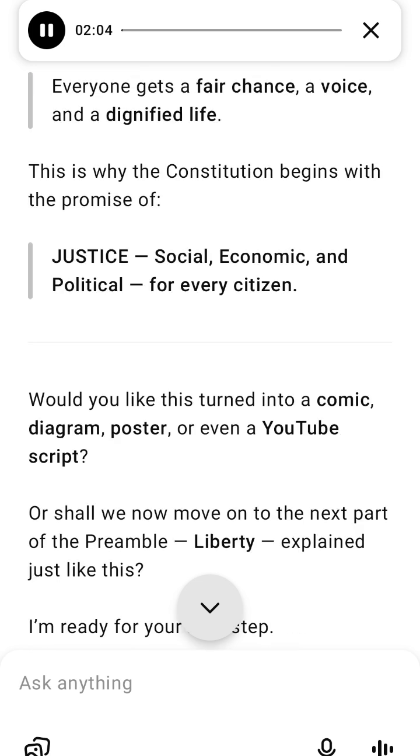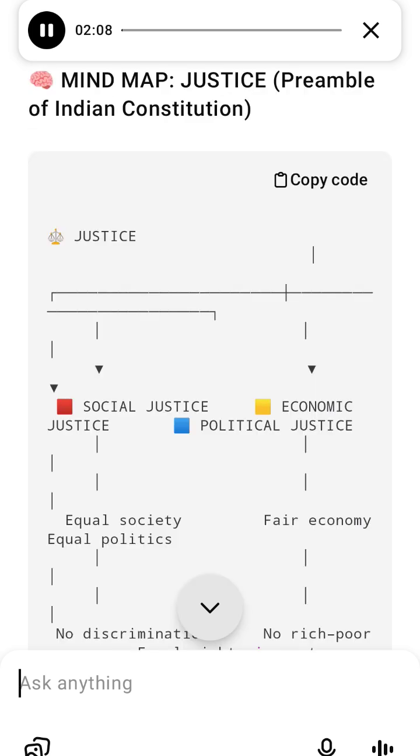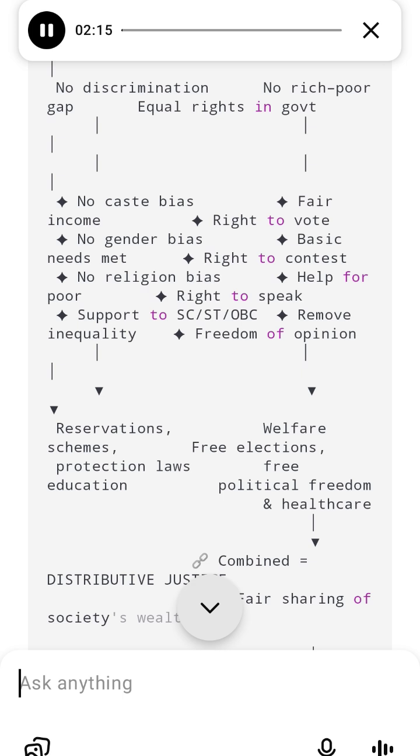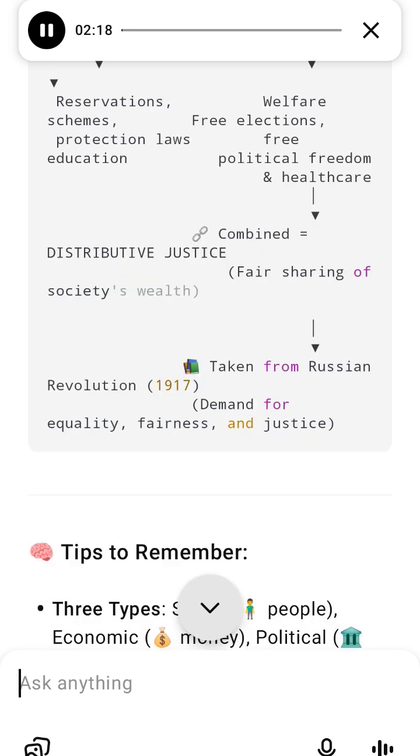Final message: why justice matters. Without justice, the rich crush the poor, the powerful silence the weak, society becomes unfair, angry and unstable. With justice, everyone gets a fair chance, a voice and a dignified life. This is why the Constitution begins with the promise of justice, social, economic and political, for every citizen.